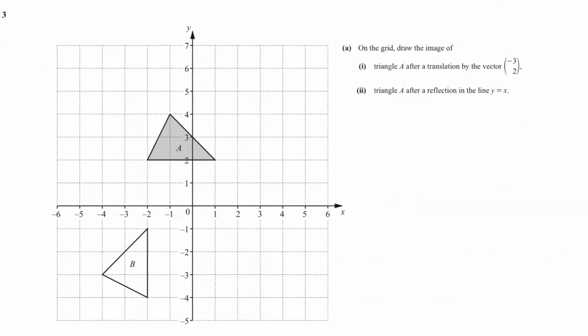Question number 3 is a transformation question. Part A1. We have to draw the image of triangle A after a translation by the vector -3, 2. If it is in a vector form, your top number is x and your down is y. If your x is positive, we move it to the right. If it's negative, it goes to the left. If your y is positive, we move the coordinate up by the number they tell us. And if it's negative, it goes down.